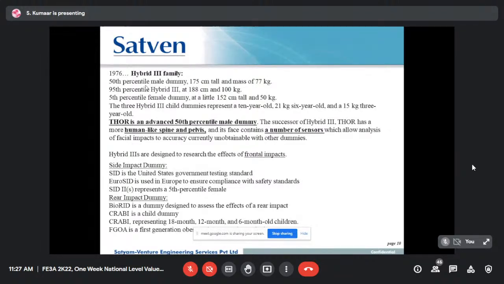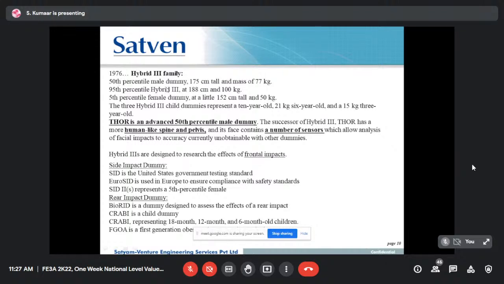In the same Hybrid family, they have child dummies also. The child dummies are for 10 years old, 6 years old and 3 years old. While doing the calculations and simulations, we need to keep all the child dummies in the rear seat. So this is all about the Hybrid family.